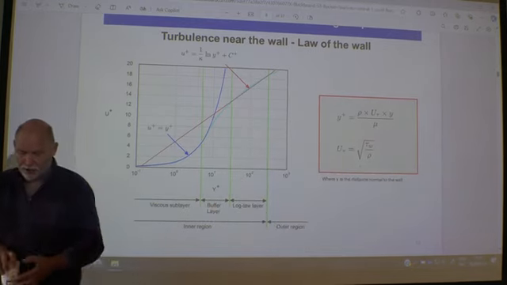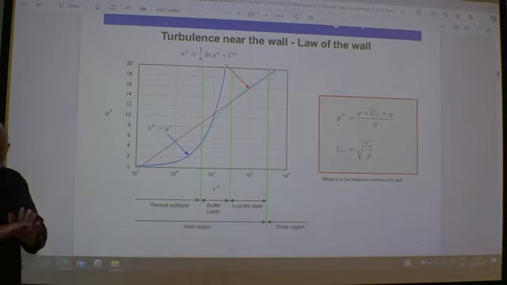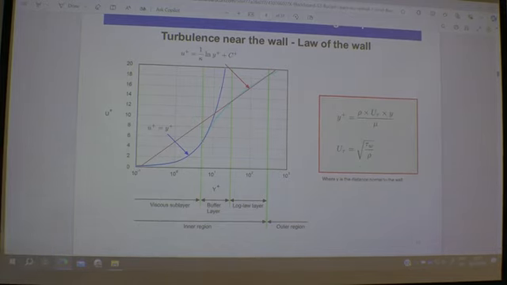That's something you have to check. What is my y plus along the wall? We have to find out.